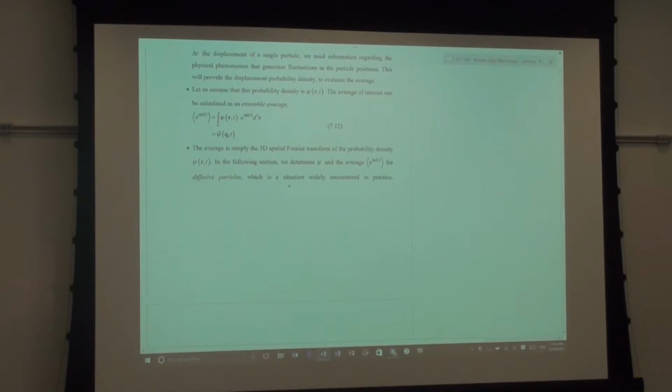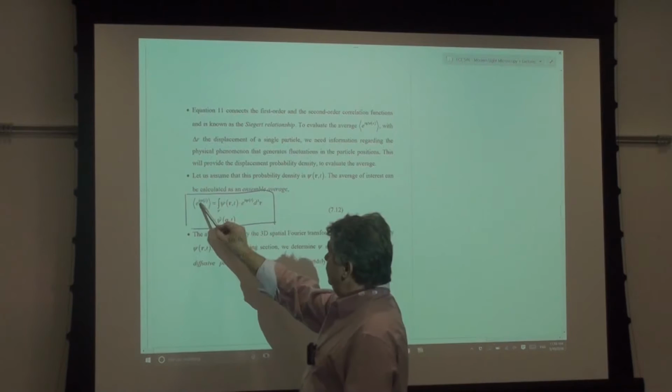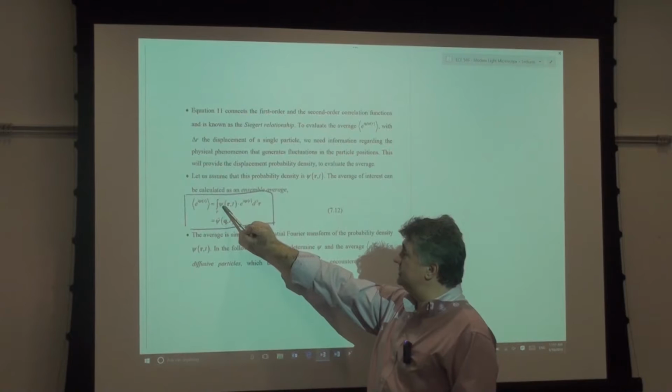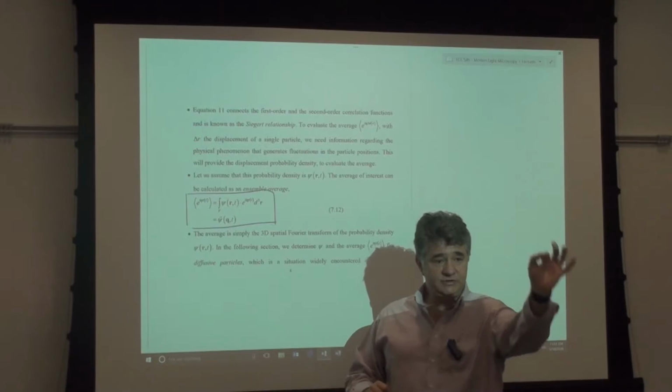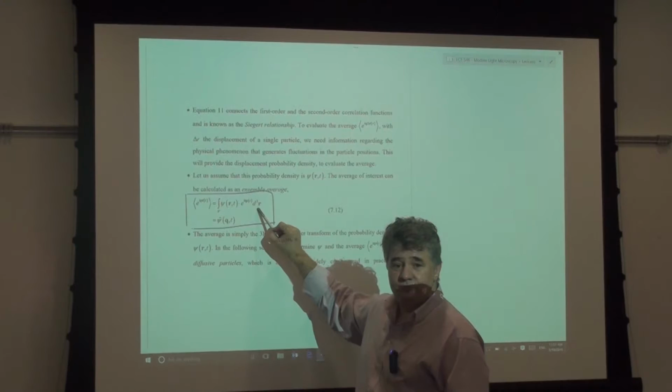So this will be my ensemble average. The average of e^{iq·r(t)} is the integral of psi. This will be the probability to find the particles in the vicinity of r, vicinity of t, multiplied with the function I'm averaging and integrating over space. Yeah? That's the definition of an average, where this is a probability density.